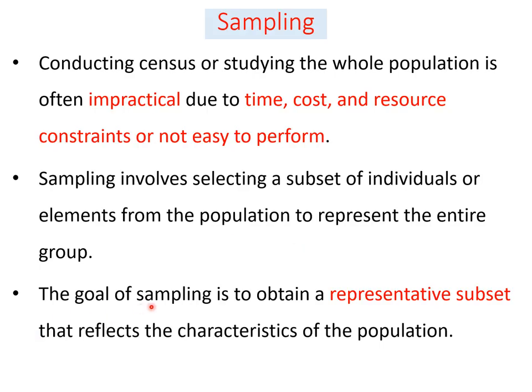In general, the goal of sampling is to obtain a representative subset that reflects the characteristics of what? The population. Even though they are a subset of the entire group, they represent and reflect the characteristics of that population. Here is the main objective of taking a sample. Taking a sample requires less time, less cost, and fewer resources, but it can represent the characteristics of the population.